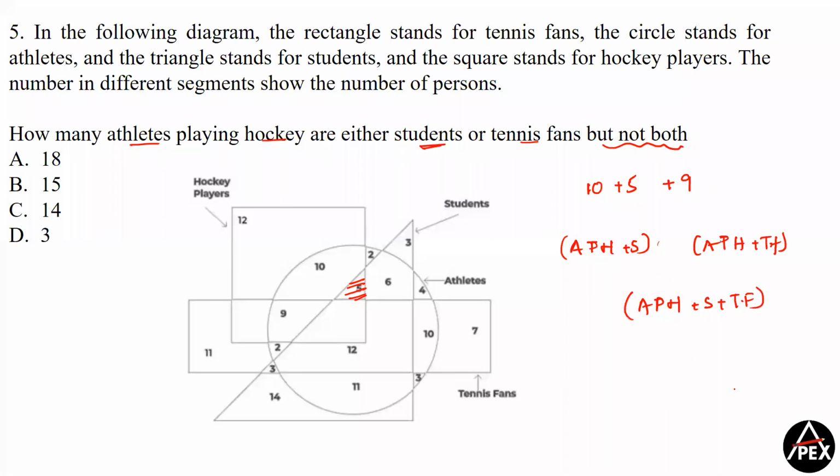Now, can we have athletes playing hockey who are students and tennis fans? Should we consider this? No, because it is given in the question itself. So we have 5 persons who are students and who play hockey, and also athletes.